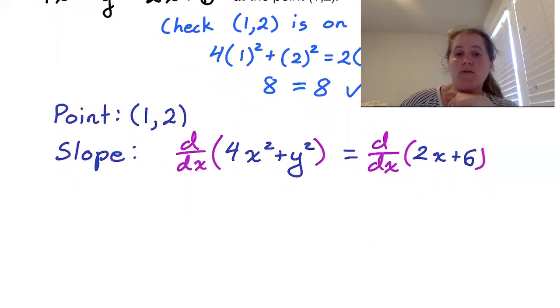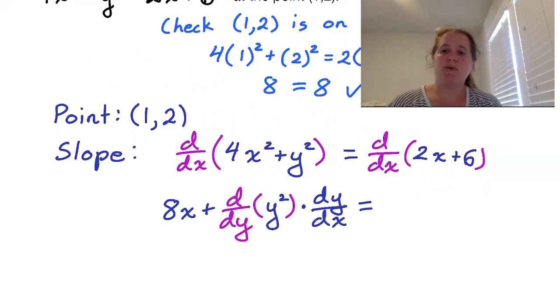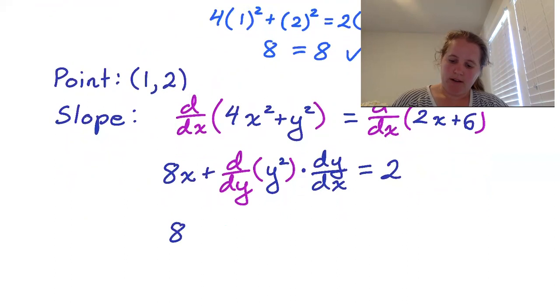If we take the derivative of the left side, we know that we have 8x as the derivative of 4x squared. And then we are going to be taking the derivative with respect to y of y squared and multiplying it by dy dx. And on the right side, if we take the derivative of 2x plus 6, we simply get 2. From here, we have 8x plus the derivative of y squared with respect to y, which is just 2y times dy dx.